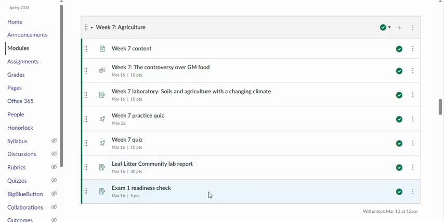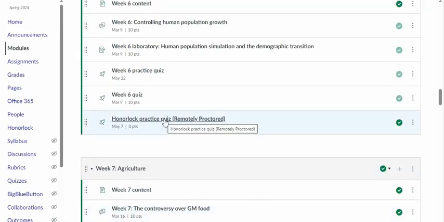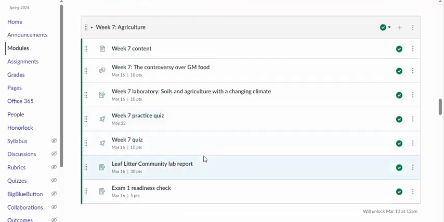And then during week 8, we're going to have an exam. So this is an exam readiness check. It really is here just to make sure that you are ready with your technology. So this exam is going to be proctored using HonorLock. Remember, we had this HonorLock practice quiz in the week 6 module. If you haven't taken that yet, you should take it this week. And it's also just an opportunity to reflect about where you are in your learning and what you might need to do to get ready for that exam.